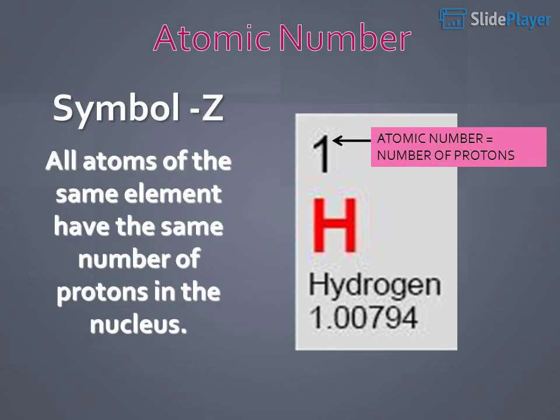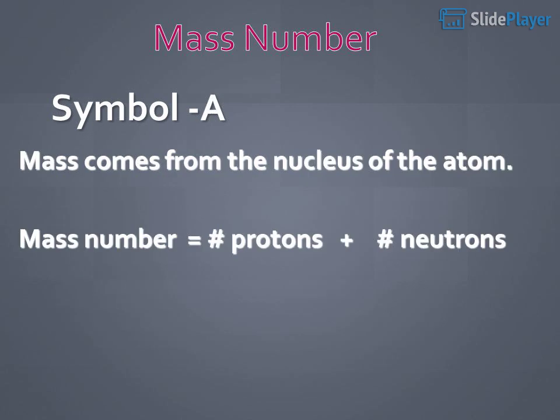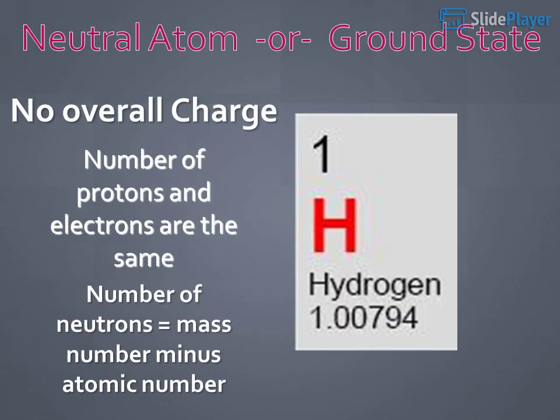Atomic number, symbol Z. Atomic number equals the number of protons. All atoms of the same element have the same number of protons in the nucleus. Mass number, symbol A. Mass comes from the nucleus of the atom. Mass number equals the number of protons plus the number of neutrons. The number of neutrons equals mass number minus atomic number.